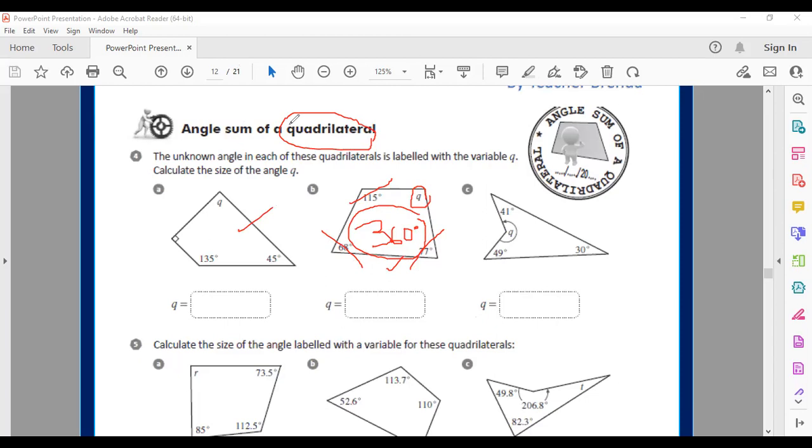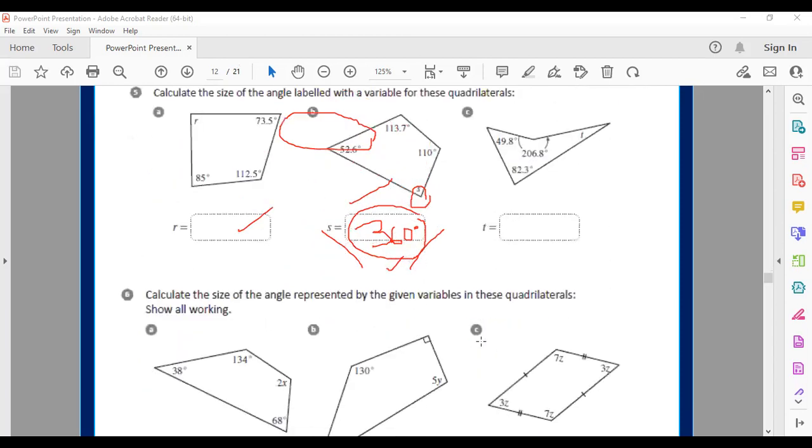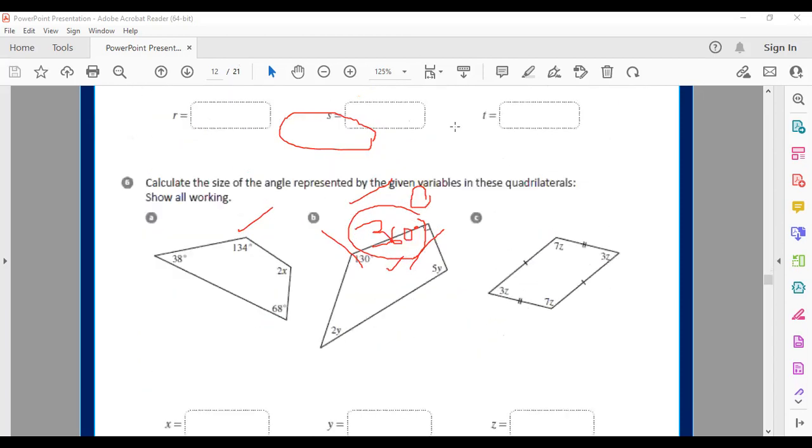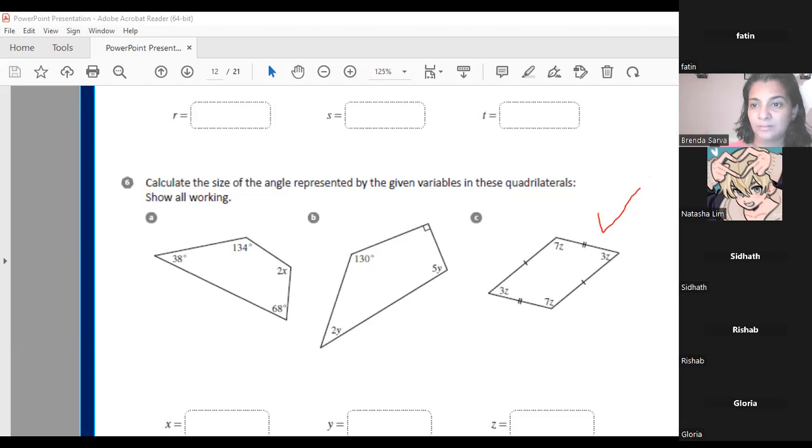But make sure you complete this page. Remember, your algebra friend will visit you here. Can you see this last question here? All the Z, Z, Z, and then the 2 Y's here. Find Y. So you have to do all the way up to this. Can or not? Understand or not? Gloria, Rishabh, Natasha, Fatin, Siddharth. Can I have a thumbs up if you are all okay with this so far?